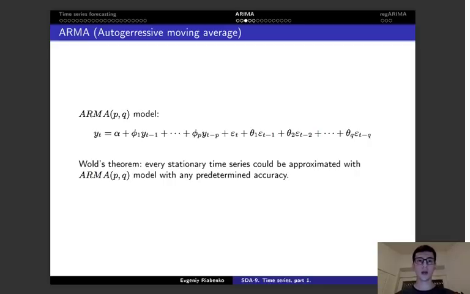Now we can combine these two approaches and we get autoregression and moving average. This is the ARMA model with parameters p and q. We just combined the previous autoregression approach and moving average approach.